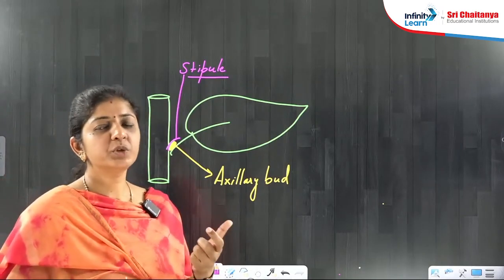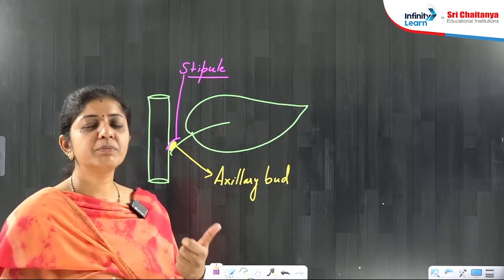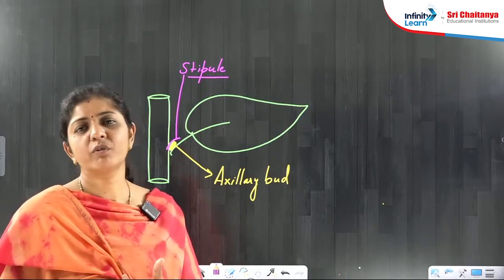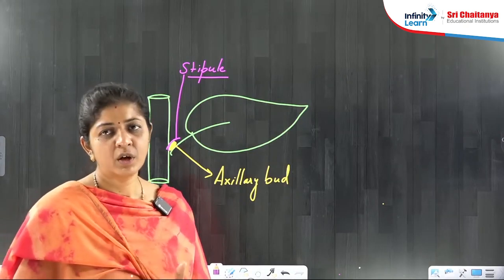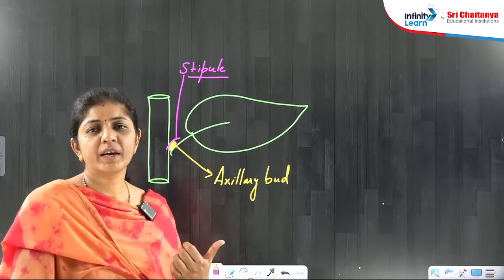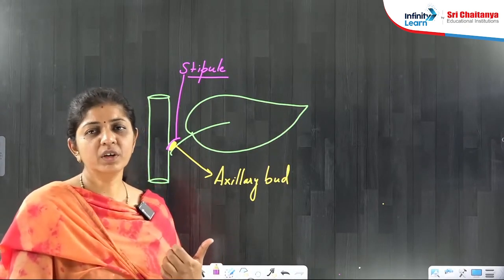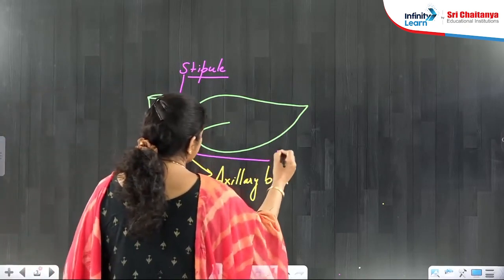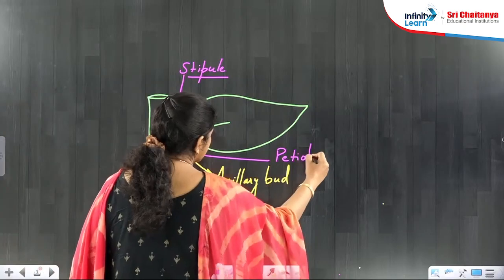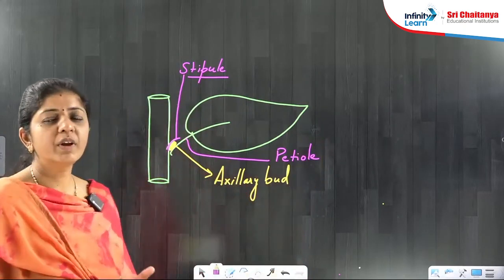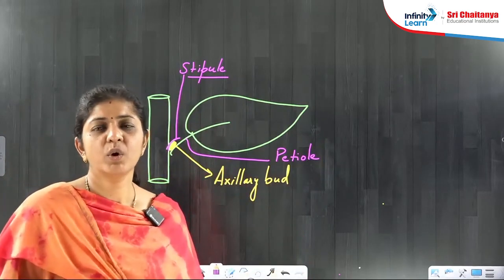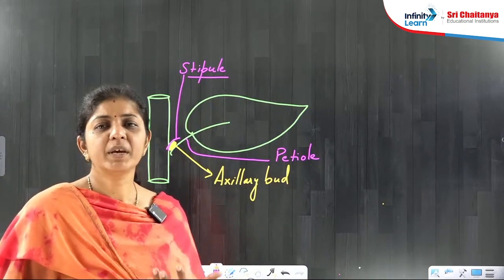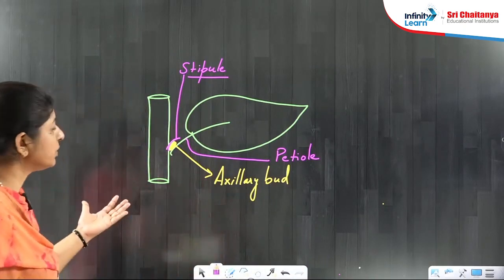and usually students get confused between the stipules and the bracts. Bracts you will find at the base of the stalk of the flower, but stipules you will find at the base of the stalk of the leaf. What is the stalk of the leaf? You call it as petiole, right? And stalk of a flower you call it as pedicel. What is at the base of pedicel? Bract will be there. What will be at the base of the petiole? The stipule will be there.